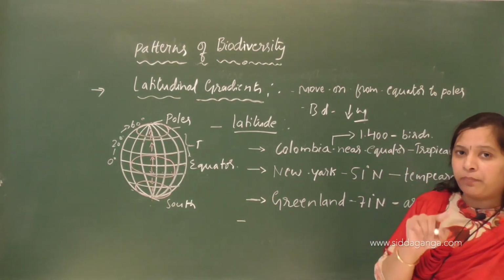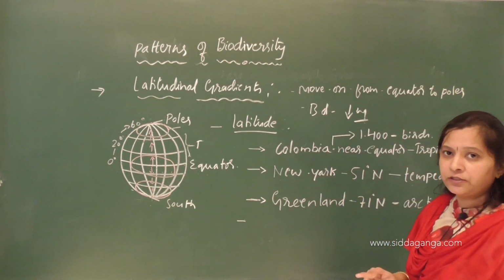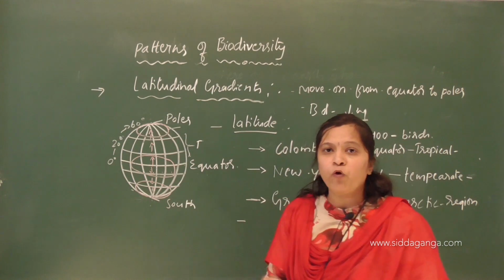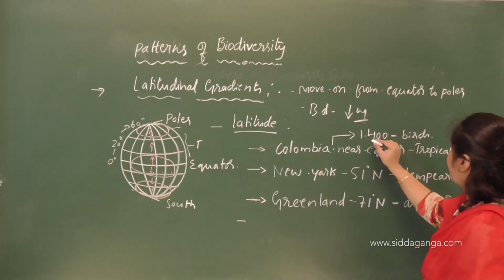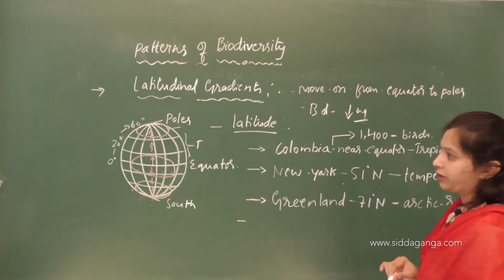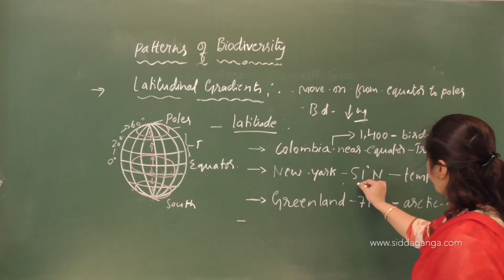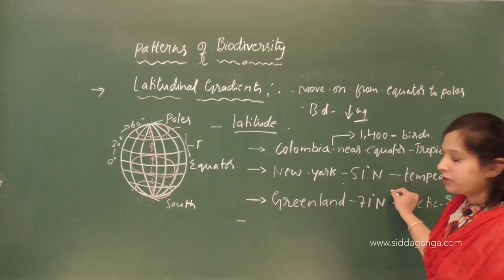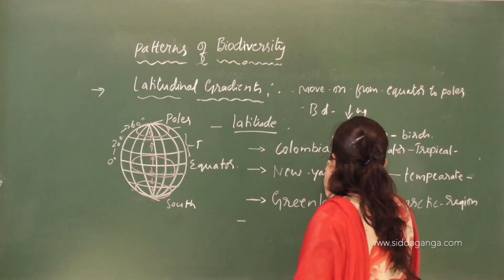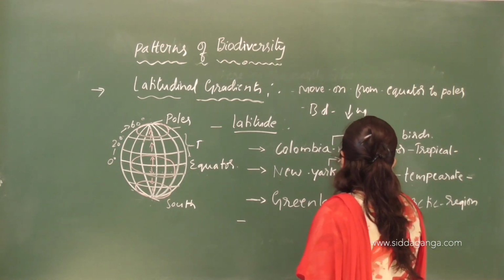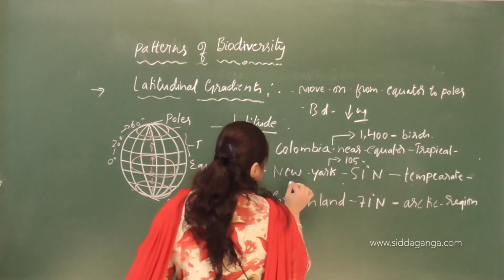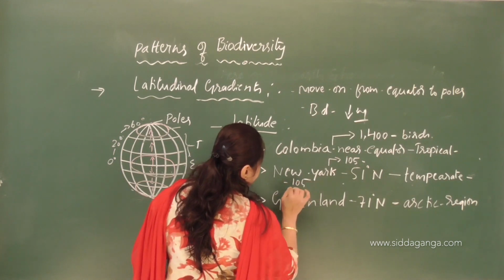So if you compare the bird species in these 3 regions, Colombia, which is located near the equator, has the largest number of bird species, around 1400. In New York, which is located at 51 degrees north in the temperate zone, the number of bird species is 105.